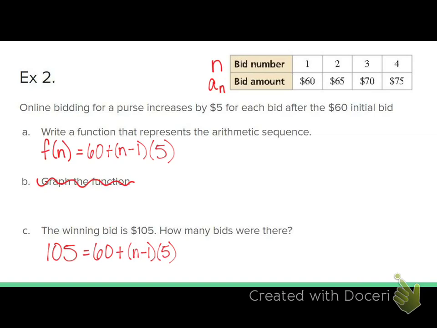Not yet. Let me give you a hint. I want to get rid of the 60. How am I going to move it? Subtract it. We do it to one side, we better do it to the other. If I take 105 minus 60, what do I end up with? 45.